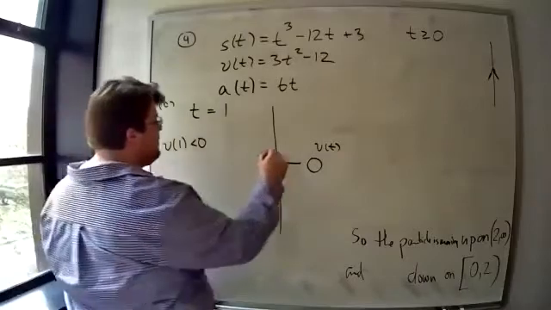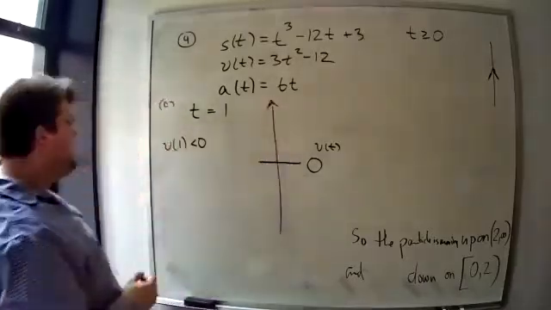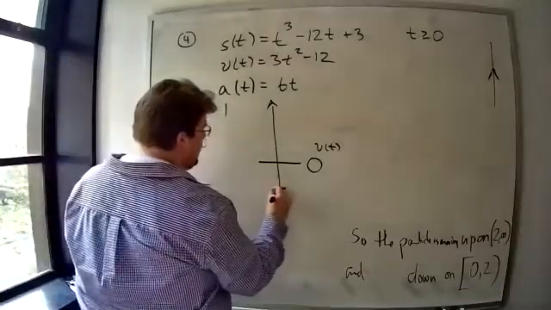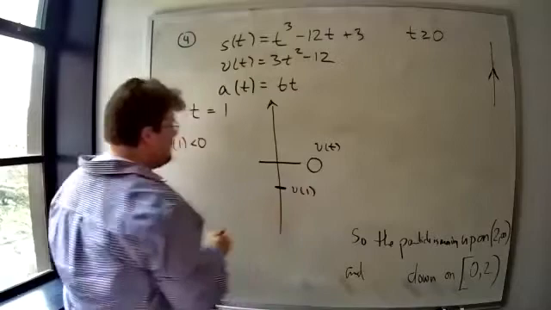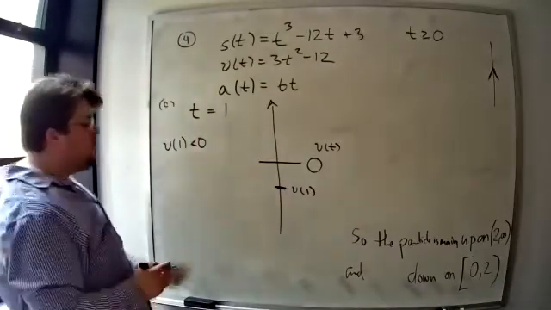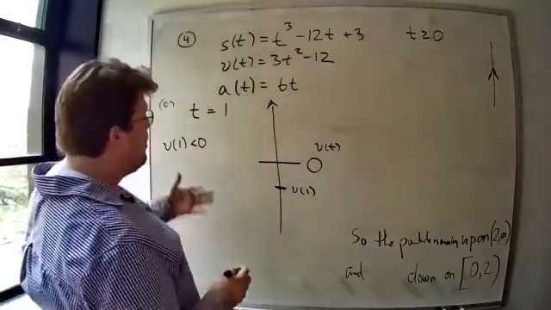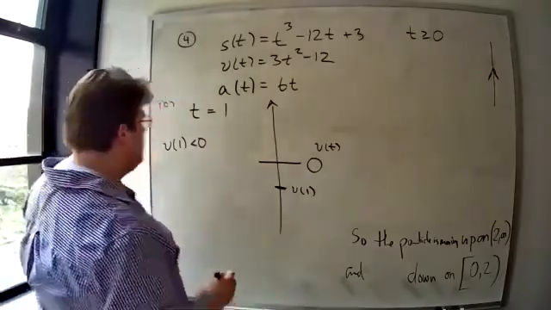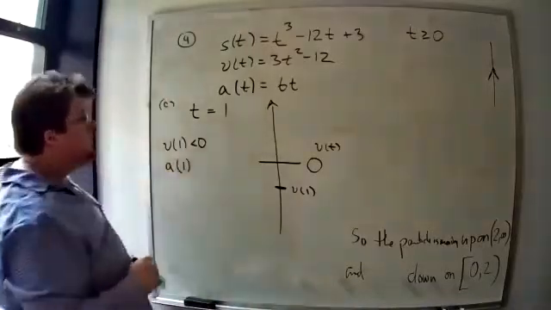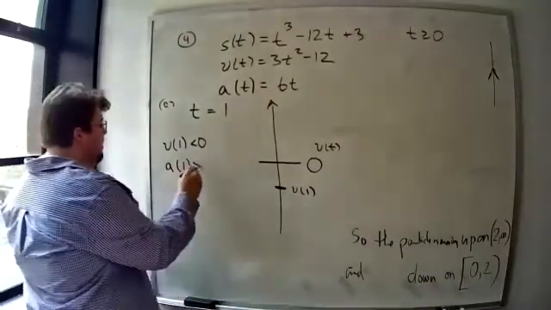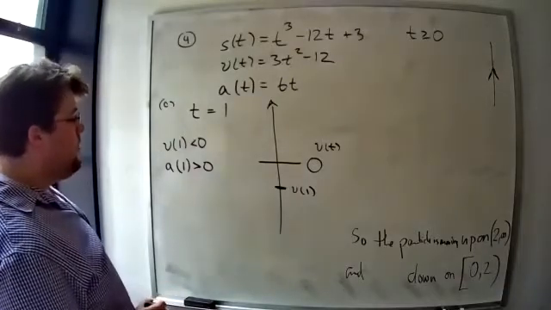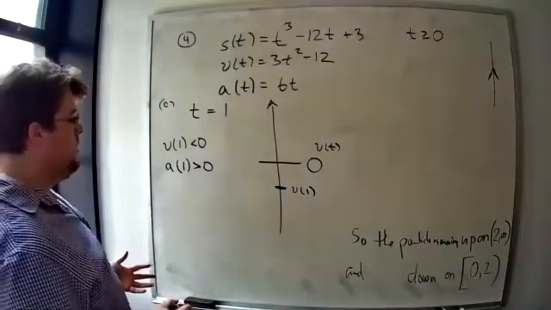Well, at time 1, remember, the upward direction is positive. At time 1, velocity is negative. Velocity is down here. So I'll just say velocity at 1 is down there. But acceleration tells us how it's moving at that instant. What does acceleration at 1 equal? Acceleration at 1 equals 6. It's positive, which tells us at 1, the acceleration is going in the positive direction.